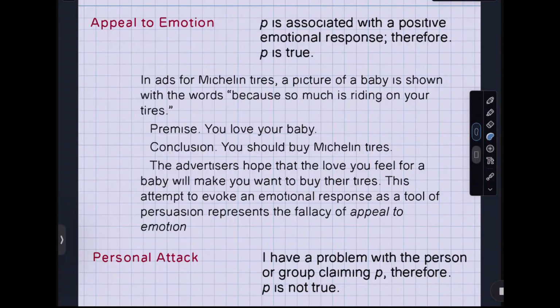But this was actually a commercial, right? They would have the Michelin Man and a baby and a tire being safe traveling the roads, right? So if you want to protect your baby, you must buy Michelin tires, right? And if you don't, you must not care about your babies, right? So that's appeal to emotion.